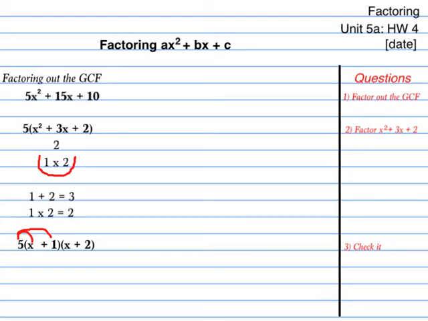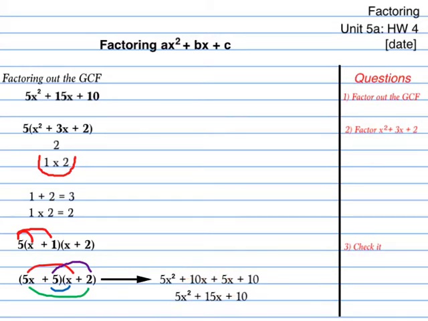So first I'll distribute the 5 into the parentheses, and that gives me 5x plus 5 times x plus 2. 5x times x gives me 5x squared. 5x times 2 gives me 10x. 5 times x, 5x. And then I have 5 times 2. And that'll give me 10. Once again, combine like terms. And I get 5x squared plus 15x plus 10. And that checks back to my original. So let's take a look at another example.